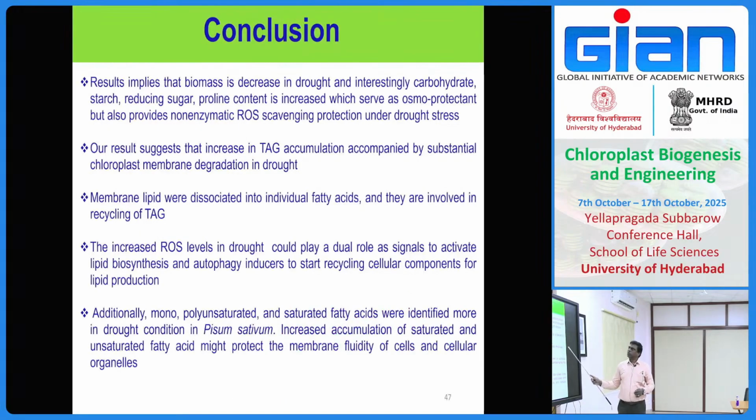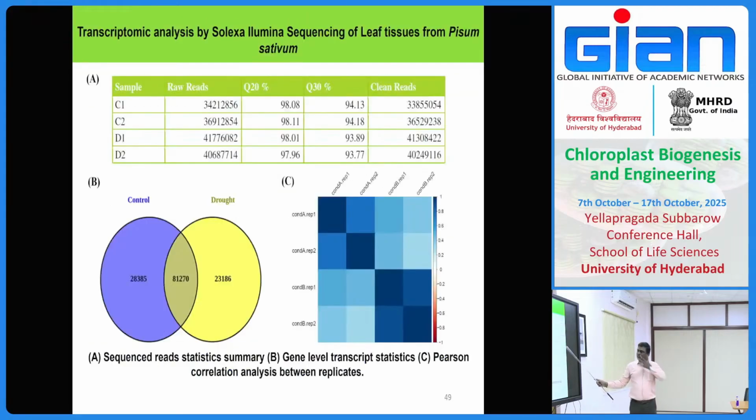Okay, to conclude this one, these are the conclusions. The TAG accumulation again is coming from membrane complexes. There are a lot of significantly increased osmolytes like proline, and even a lot of glycerols have accumulated. Okay, so now a little bit about omic studies.